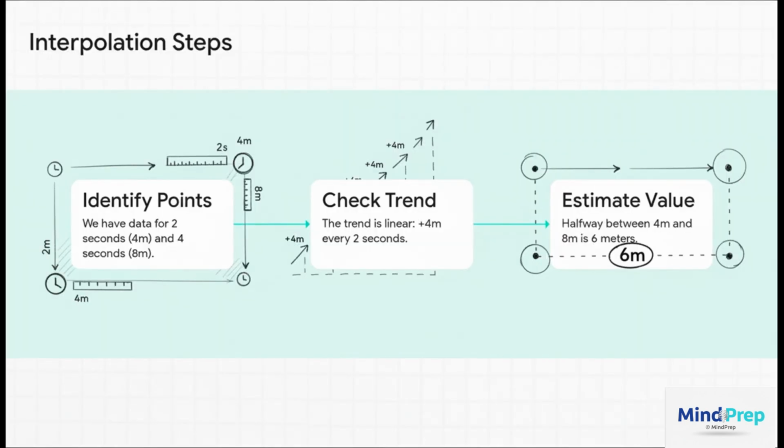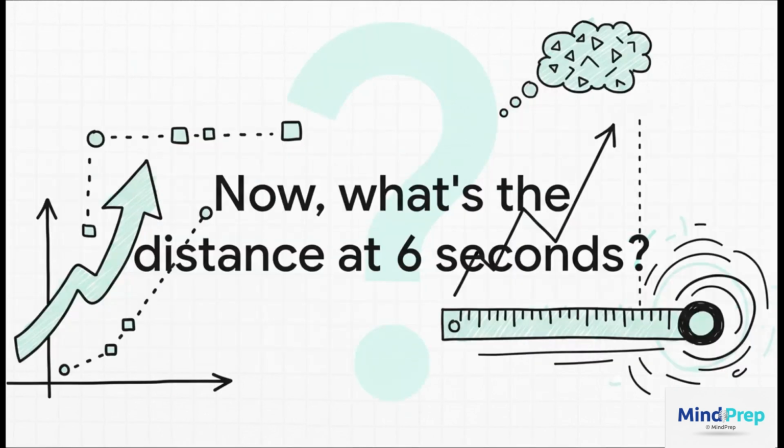The logic for this is actually really clean and simple. Let's look at the points on either side of our mystery spot. We've got 4 meters at 2 seconds and 8 meters at 4 seconds. The trend is pretty obvious, right? It's going up by 4 meters every 2 seconds. So since 3 seconds is exactly halfway between 2 and 4 seconds, it just makes sense that the distance would be halfway between 4 and 8 meters. And what's that? Yep, 6 meters. Easy peasy.